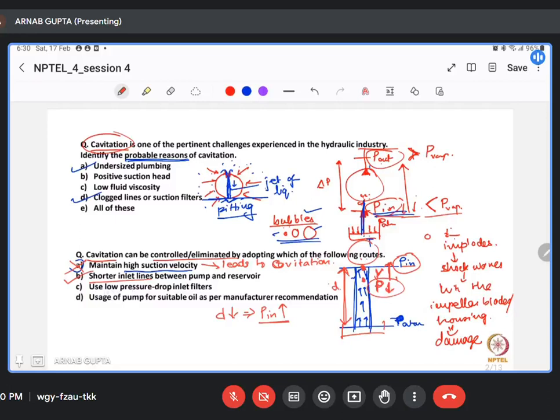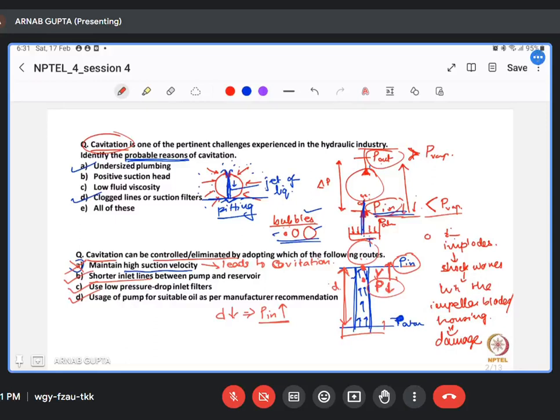Next, use low pressure drop inlet filters. Yes, we don't want the pressure to drop in the inlet filters, hence we use low pressure drop inlet filters. Usage of suitable oil for the pump as per manufacturer's recommendation. Yes, this is also correct, because we should know which oil to use under what hydrodynamic conditions.